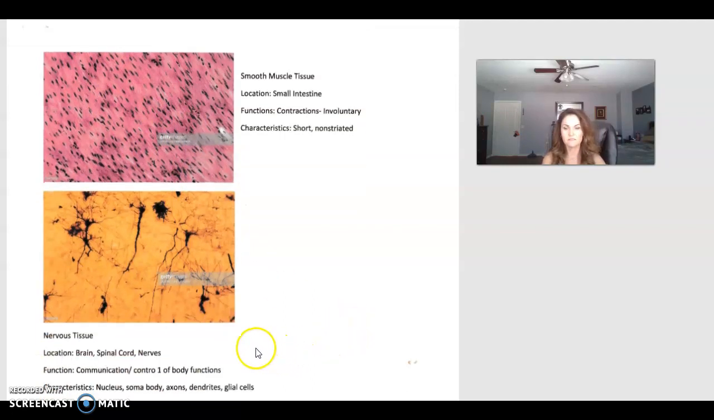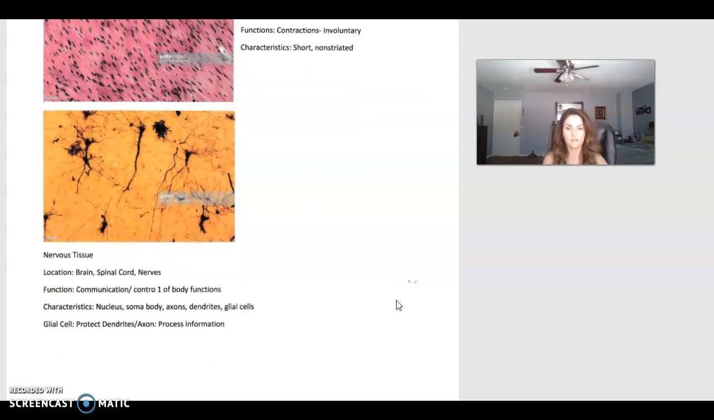Our last slide is the nervous tissue, and this is located in the brain, spinal cord, and nerves, and the function is for communication. The characteristics are the nucleus, soma body, axons, dendrites, and glial cells. The glial cells protect the dendrites, and the axons process the information. So this would be a good example of our neuron.